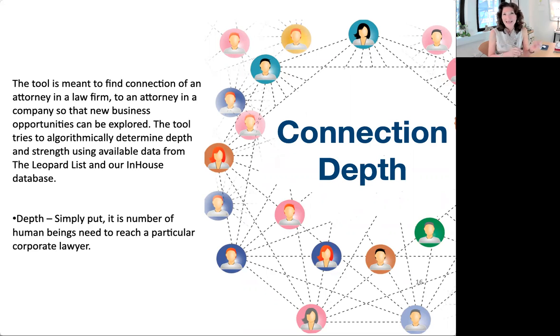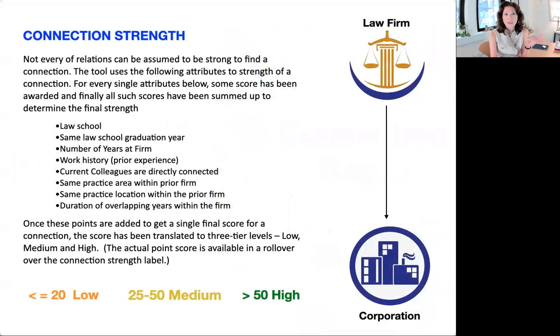And we blend the data from our Leopard List product with the data from our in-house product, and we look for those meaningful connections so attorneys can use this as a business development tool. We're looking at, did they go to the same law school? Did they graduate within the same year? How many years did they spend at the firm? What's their work history, their prior experience? Who do they work with now? Who did they work with before? Is it the same practice area within the prior firm? All of these things get mixed together to help us come up with a low, medium, or high connection strength.